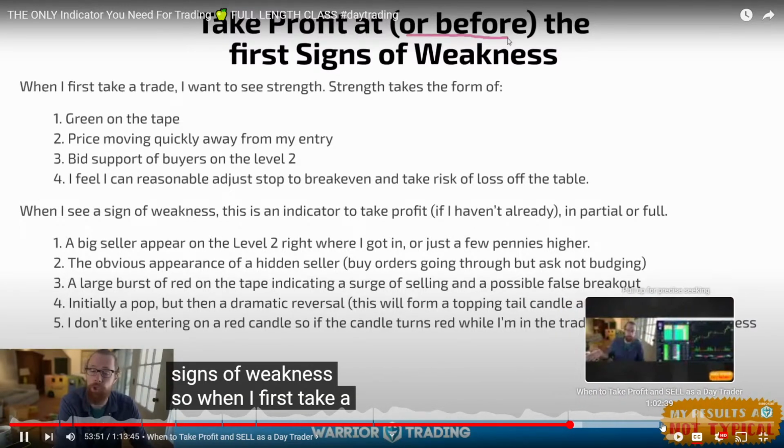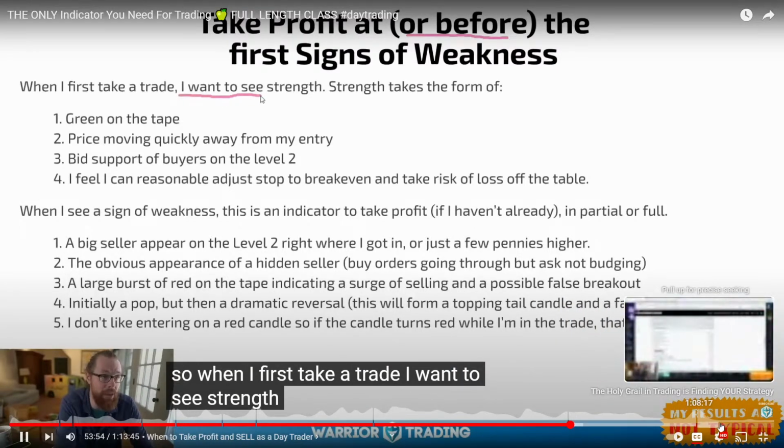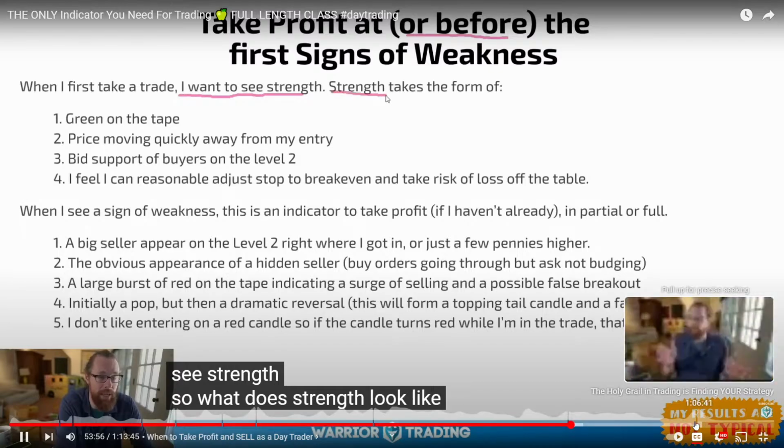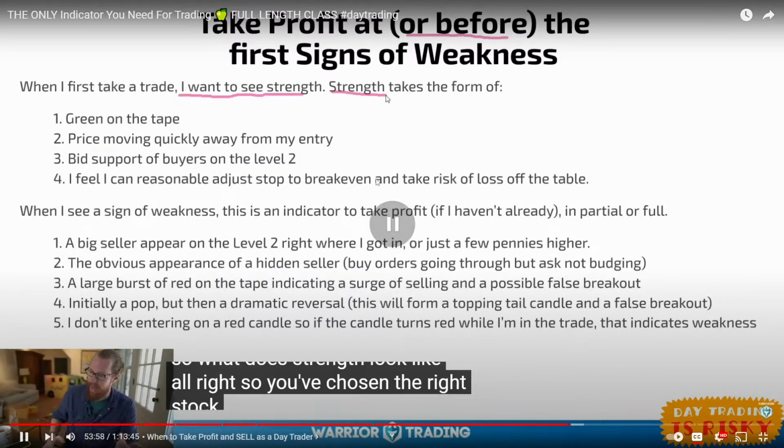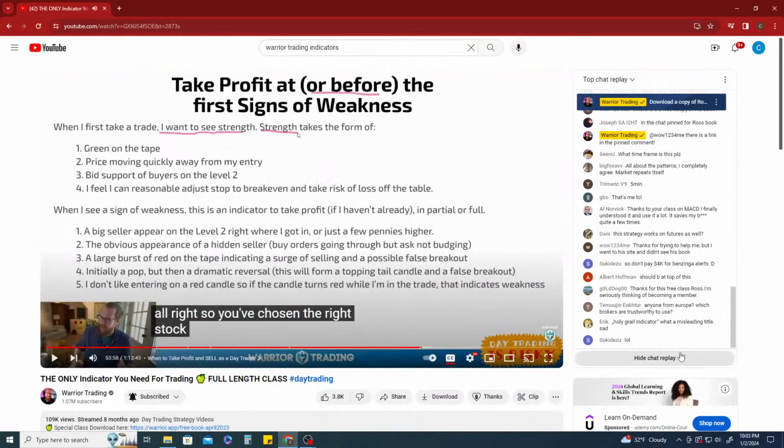So when I first take a trade, I want to see strength. So what does strength look like? All right, so you've chosen the right stock. We'll see if you want to watch it, but let's add this first.